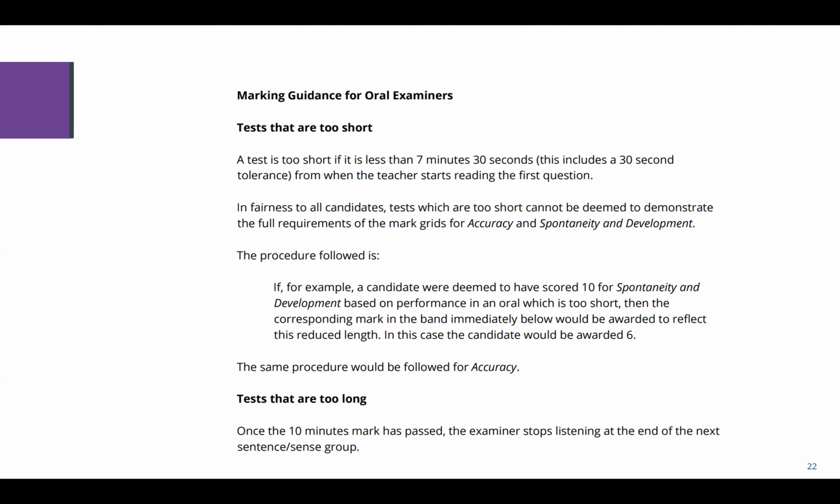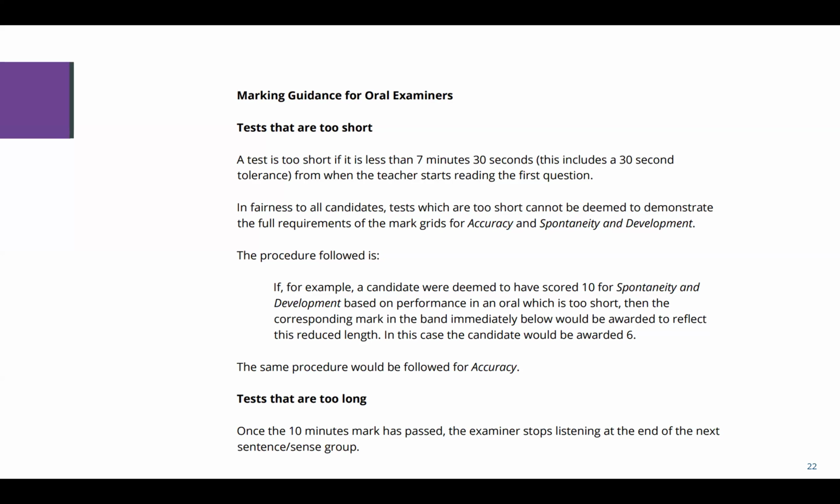It says here short tests. One test that is perhaps 7 minutes 29 can't be deemed to demonstrate all the requirements within the accuracy and the spontaneity and development band grids. So you need to think about that. And it gives you a procedure for what you do. So if you were going to give it a mark of 10 for spontaneity and development, you would then drop down to the corresponding mark in the band below, which would be 6. So it's really important to follow the rules on this.